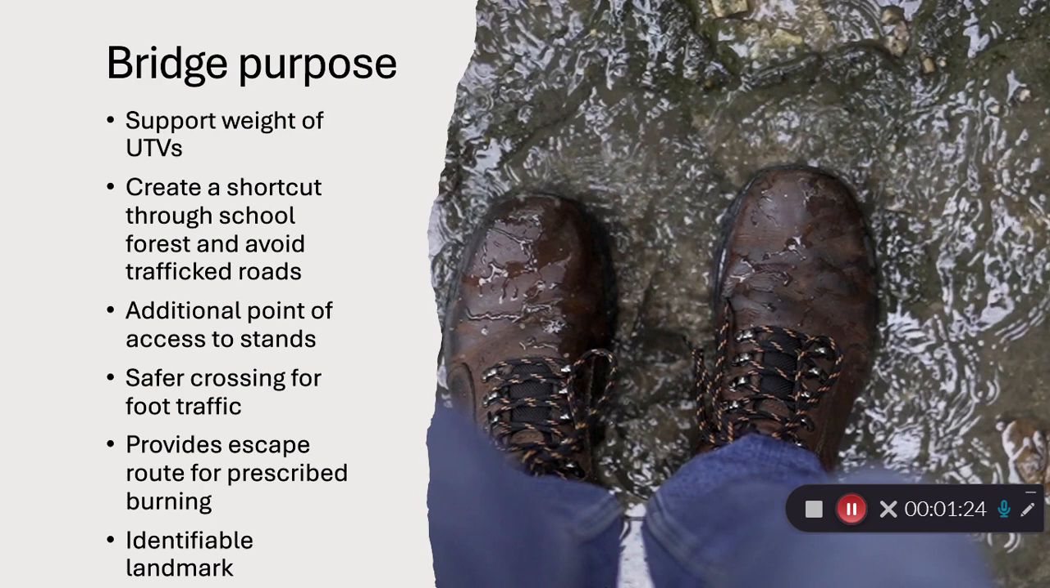Moving on into some more defined purposes that he wanted from this bridge. Of course, he wanted it to support the weight of UTVs. He also was looking to create a new access point in the ABAC School Forest, going over this stream between the Willis Sill stand and the pork chop stand of the Christmas Tree Tract of the school forest.